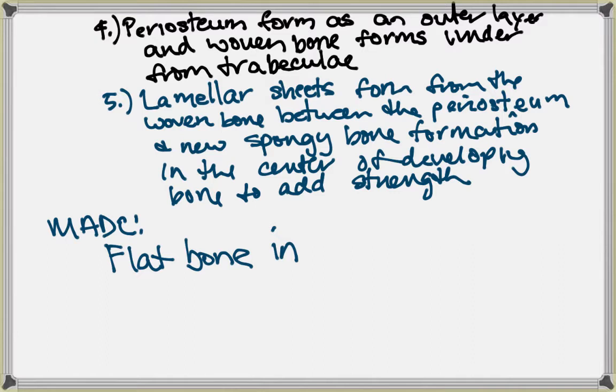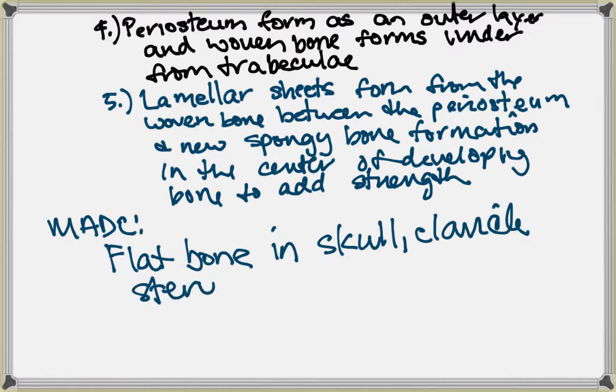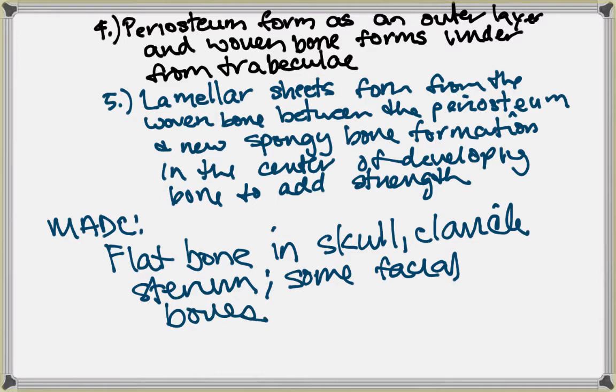And that's the flat bone that you can think of in the skull or the clavicle, the sternum, and some facial bones. Right? So as you can see, that's not a whole lot of bone types. There's tons that we talked about when we were in lab.